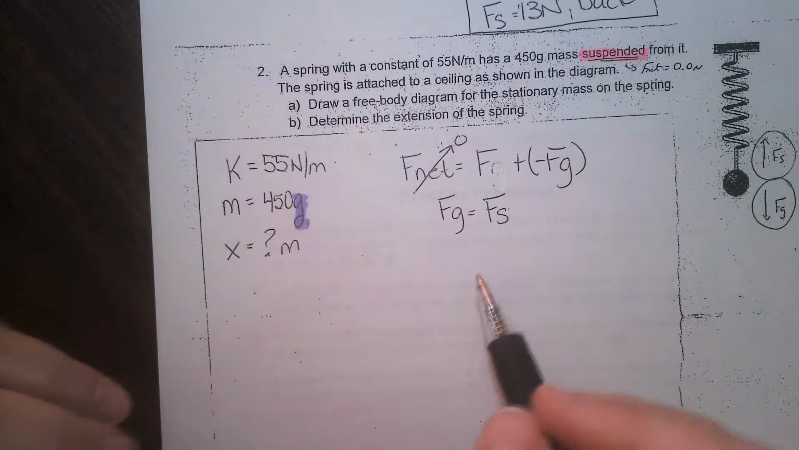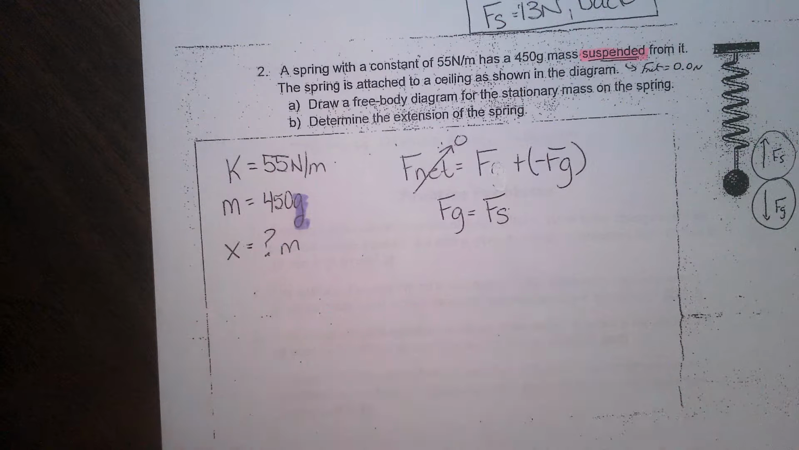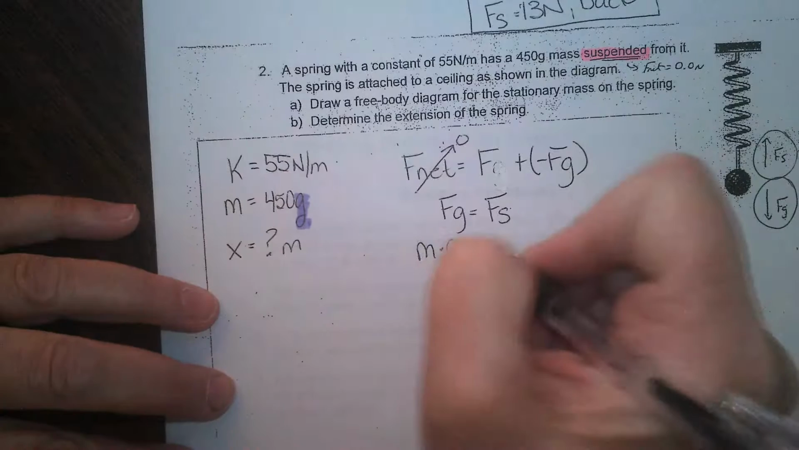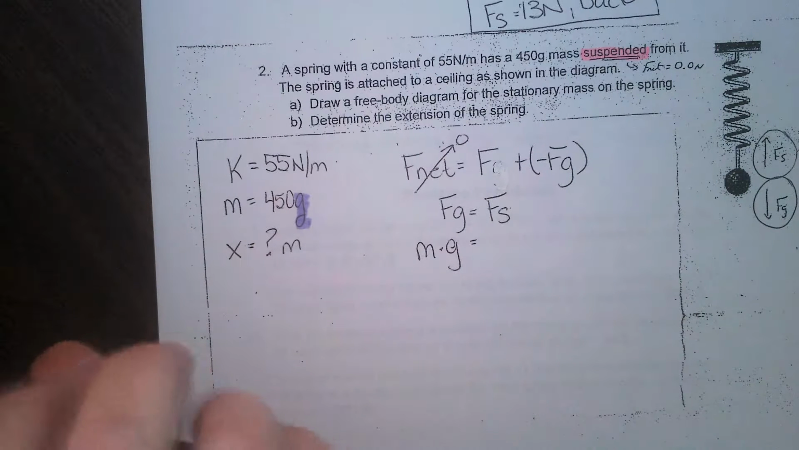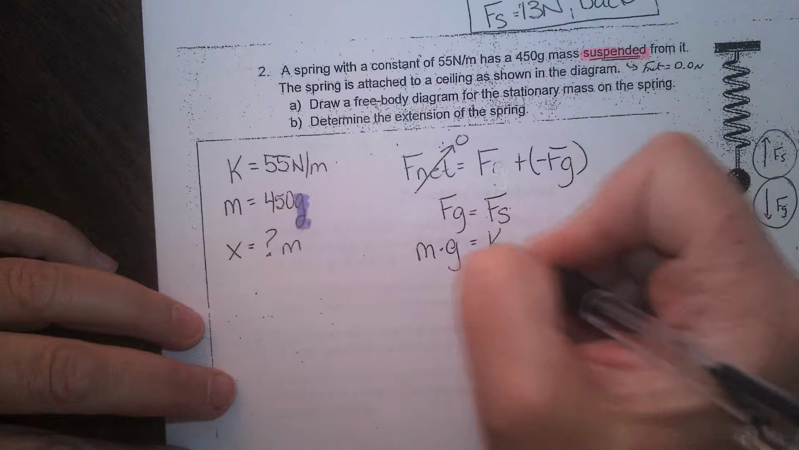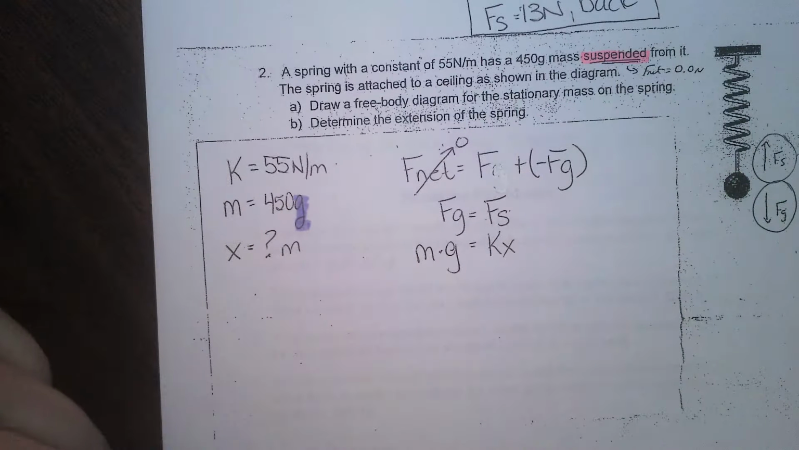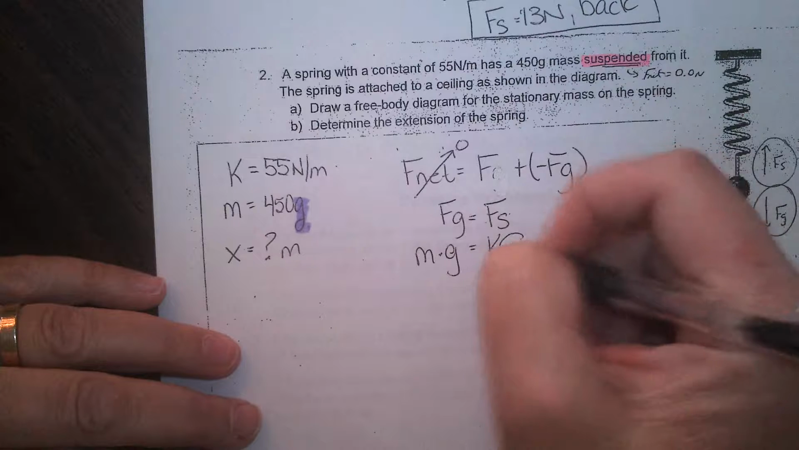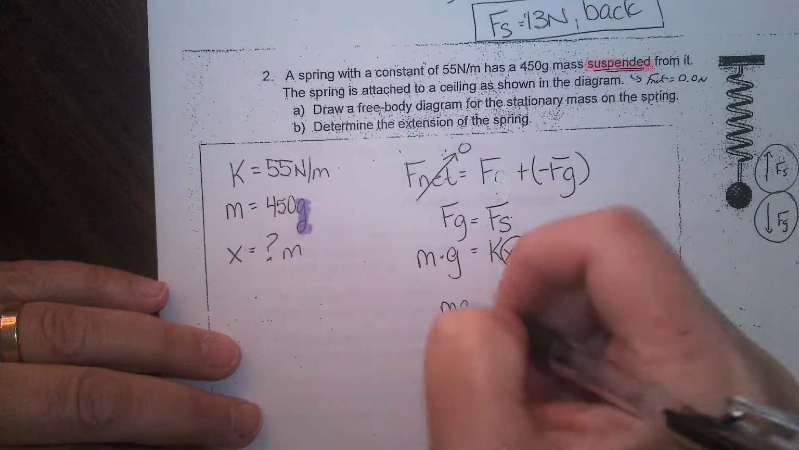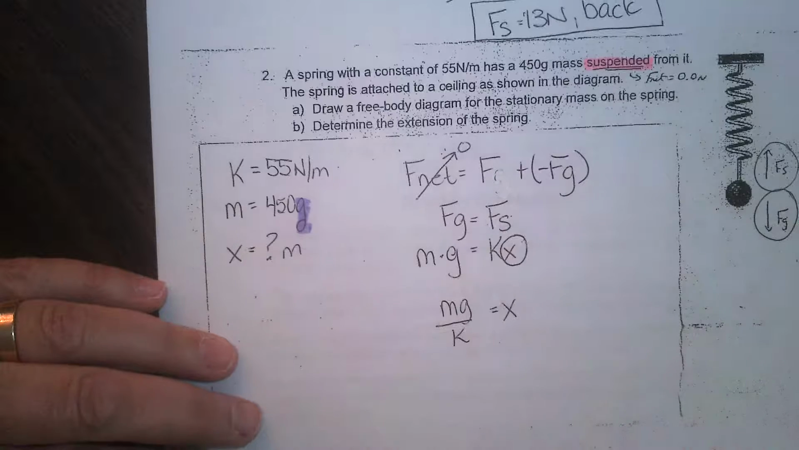So how do I find force of gravity? What's the formula for force of gravity? Mass times what? Gravity. Mass times gravity. How do I solve for spring force? Kx. And we're being asked to solve for x. So then x is equal to mg divided by k.